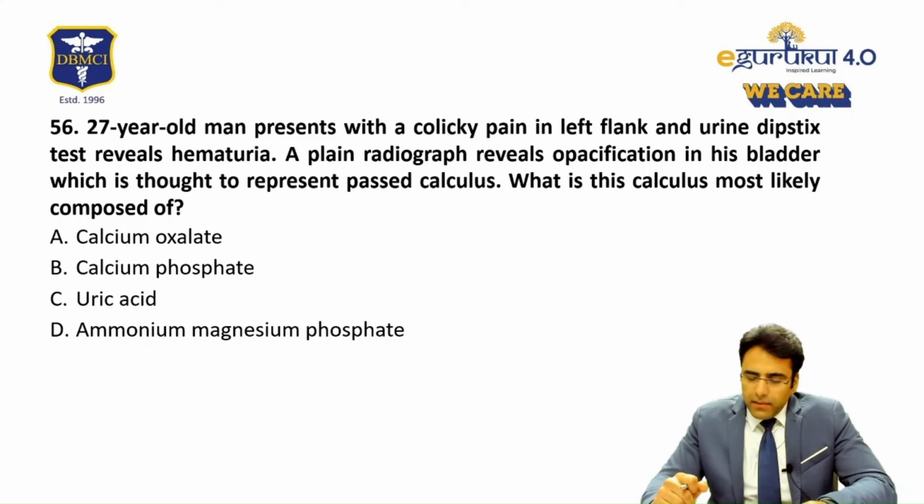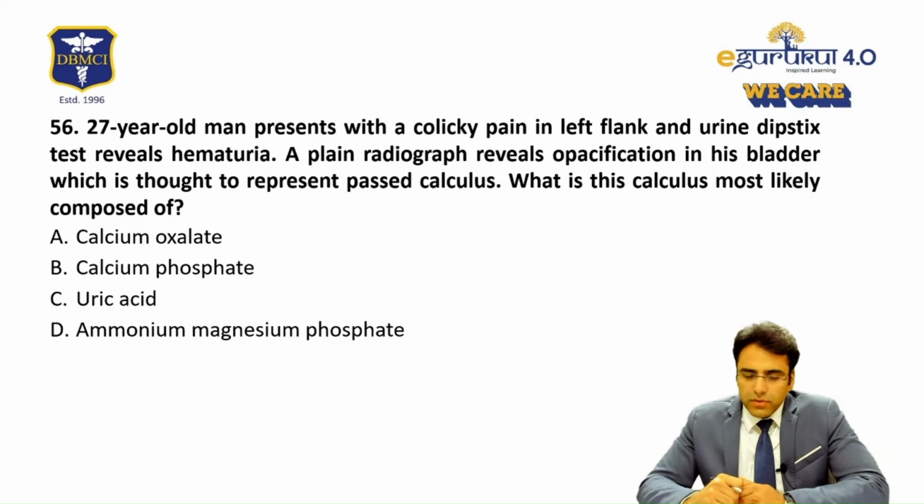A 27-year-old man presents with a colicky pain in left flank and urine dipstick test reveals hematuria. A plain radiograph reveals opacification in his bladder, which is thought to represent past calculus. What is this calculus most likely composed of?